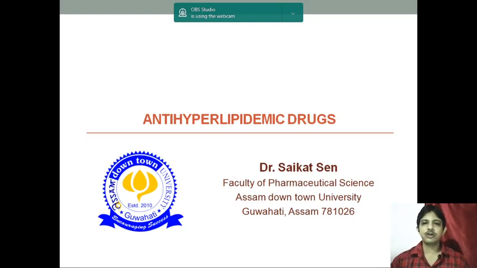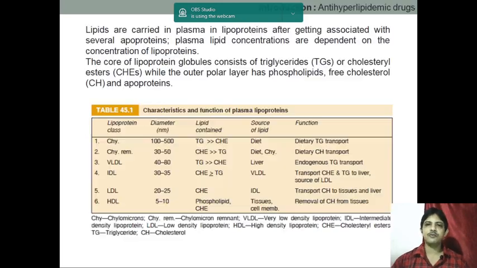Good morning. So today we are going to discuss the anti-hyperlipidemic drugs. Now, before we go to the anti-hyperlipidemic drugs, first we need to understand the different plasma lipoproteins and the lipid biosynthesis process.